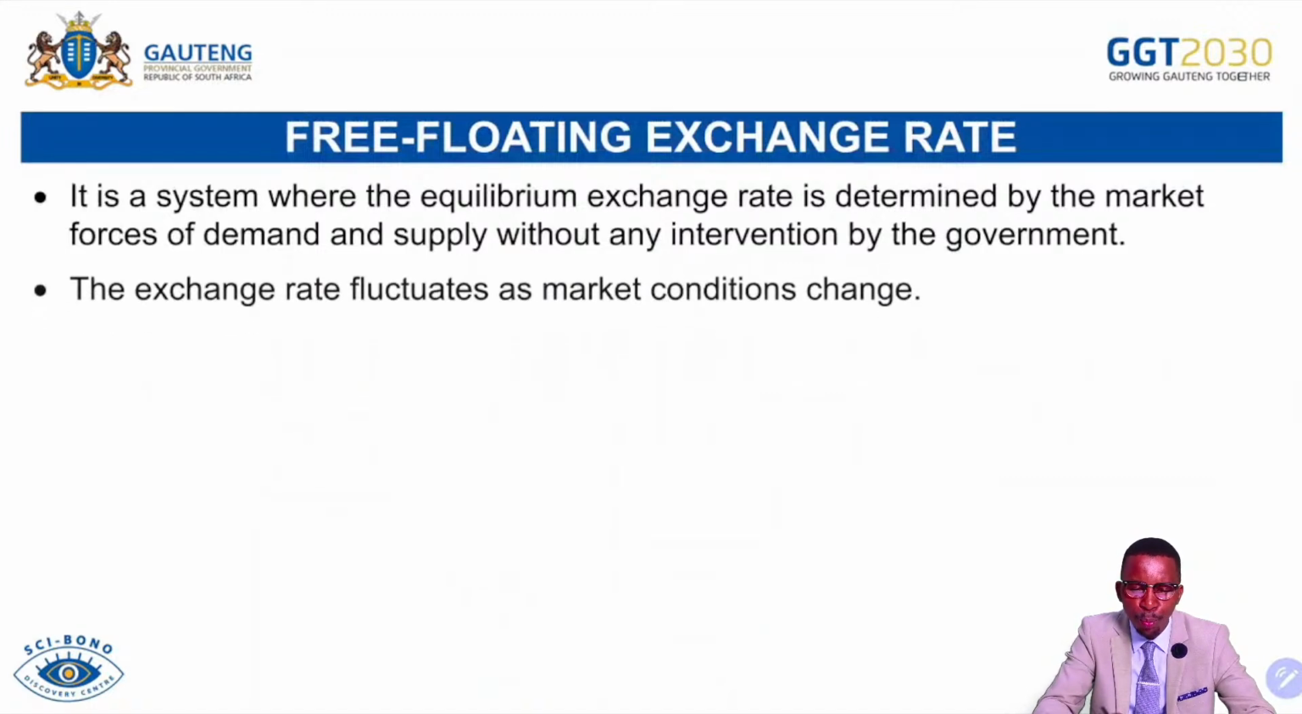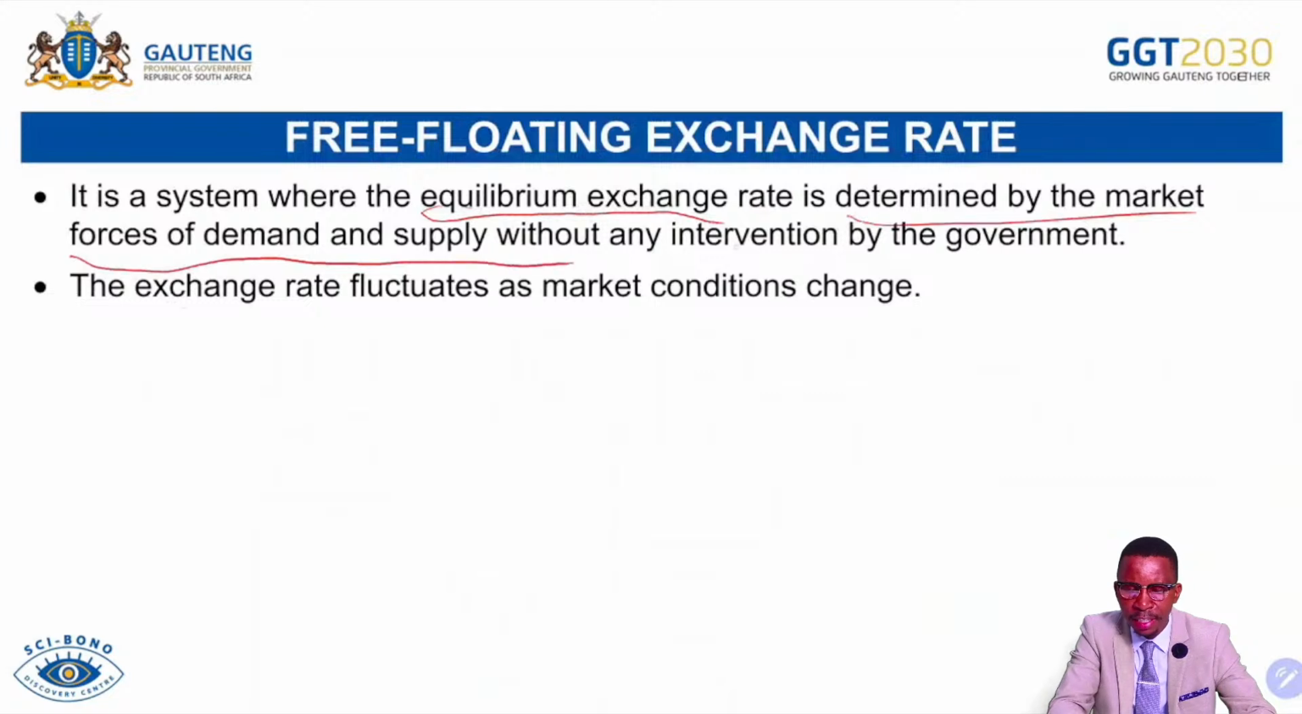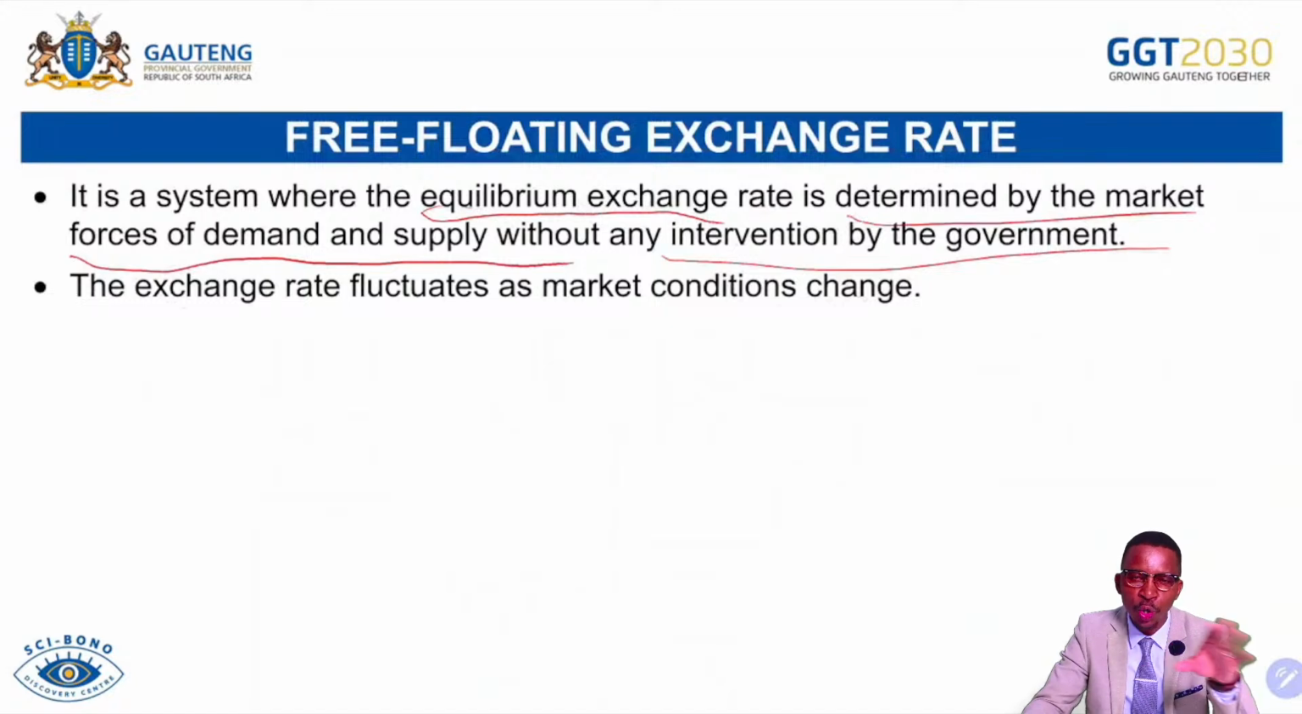So it is the system where the equilibrium exchange rate is determined by the forces of demand and supply without any intervention by the government. Keep it in your mind, under free floating exchange rate, there is no government intervention. Only market forces can affect the value of the currency. Any equilibrium on the exchange rate is determined by market forces, demand and supply, without any government interference.